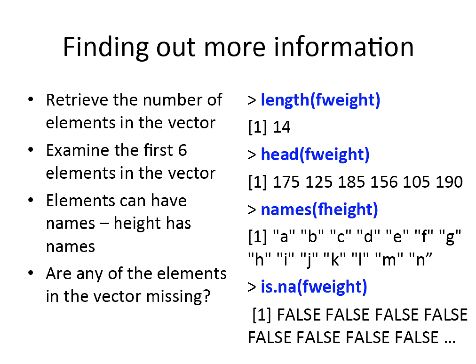Okay, so all sorts of ways we can query vectors. Length to find out how long the vector is. Head by default gives us the first 6 values. Names, as we just saw, if there are names associated, they would be listed. So here on f height, we have put in names A, B, C, just for an example. Is.na of f weight: false, false, false, false, false. We don't happen to have missing values.